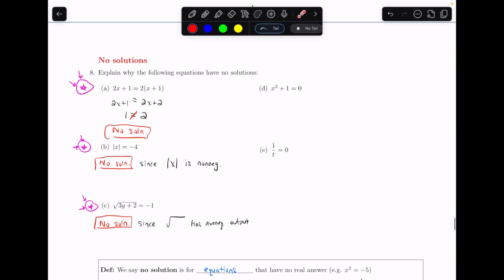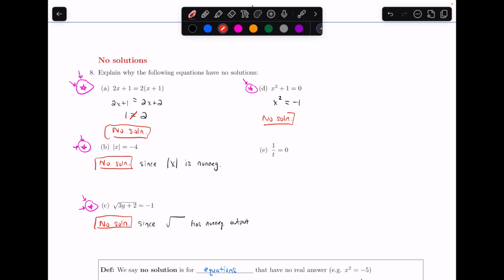All right, part D, same deal. Pause it, in 30 seconds. In 3, 2, 1, pause it and try it. Okay, let's talk about it. So this, I move the 1 over to get x squared equals -1. Oh, and then right away, when I square something, that cannot end up being negative. Like even if this is a negative number, once I squared it, it would end up being non-negative. So this is no solution.